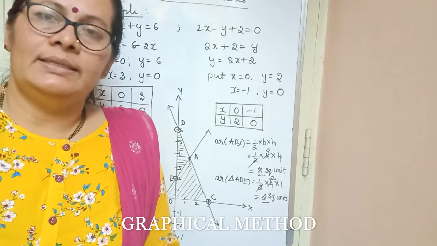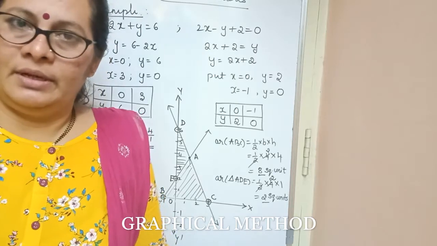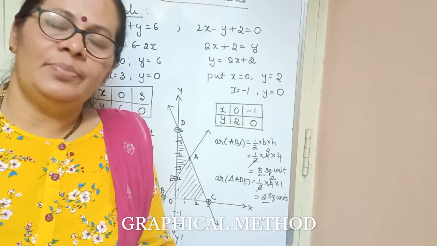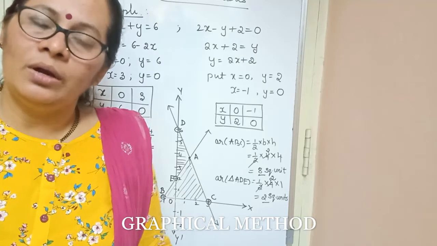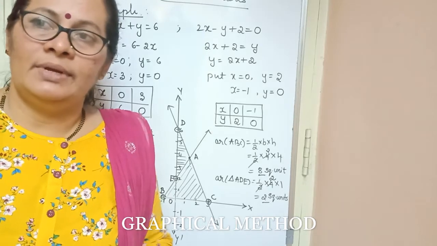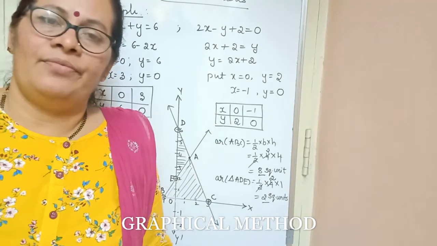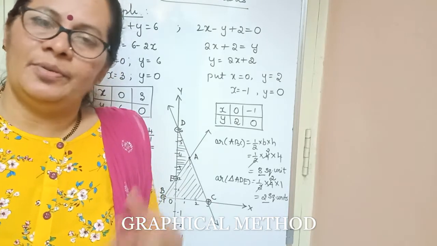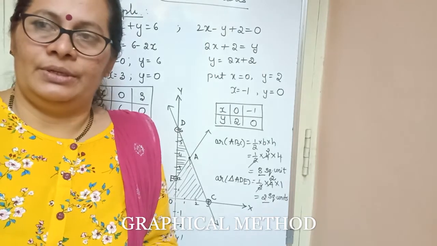For an inconsistent pair of equations, you will not get any solution. Whereas, for a consistent pair of equations, you will get one solution or many solutions. That is, for intersecting lines, you will get one solution. We call it a consistent pair of equations. And for coincident lines, you will get many solutions. That is called a dependent pair of equations.